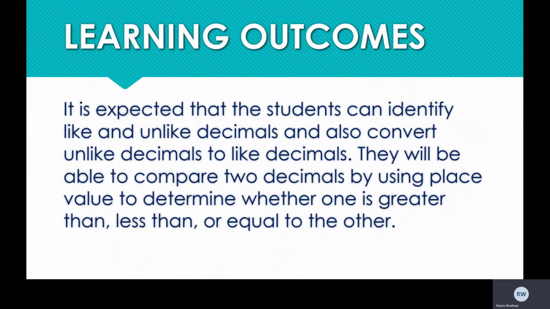Our learning outcomes. It is expected that the students can identify like and unlike decimals and also convert unlike decimals to like decimals. They will be able to compare two decimals by using place value to determine whether one is greater than, less than, or equal to the other.